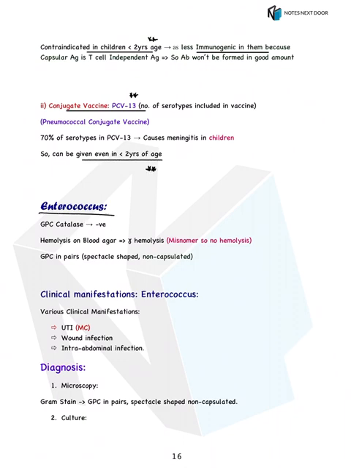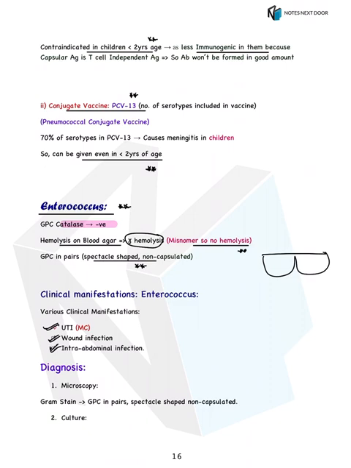Okay, then coming on to the last one, that is Enterococci. That is catalase negative, because again it belongs to the Streptococcus category. It causes gamma hemolysis, meaning no hemolysis. And how does this appear? This appears spectacle shaped. It is non-capsulated, while Pneumococcus was a capsulated organism. What does Enterococcus cause? Most common cause of UTI, wound infection and intra-abdominal infection.